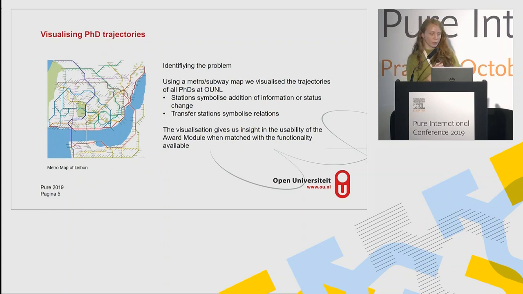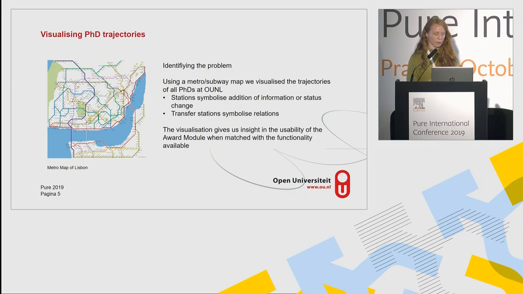So I'll move on quite quickly to visualizing the PhD trajectories. We've used the concept of metro maps here, and this helps us to visualize what the different steps are that PhD candidates go through, and then to match that with what we can register within Pure. Stations are events, and when you combine events, this leads to a process line, which then represents the trajectory of our PhDs.